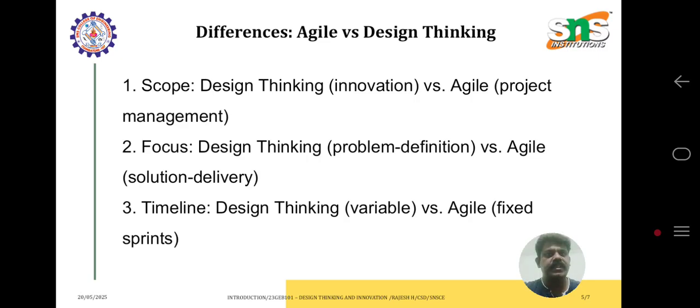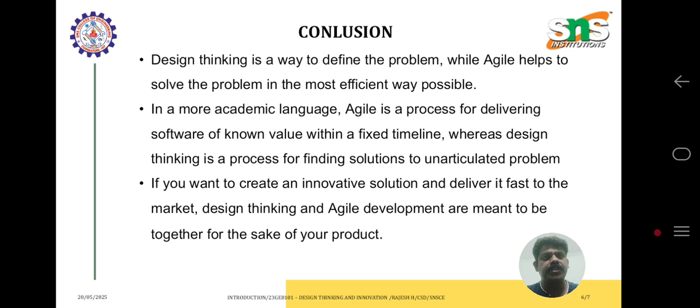So the difference between agile and design thinking: one is scope. Design thinking is an innovative approach and agile is a project management approach. In design thinking, the focus is on the problem definition, and in agile, it is completely solution delivery. On timeline, design thinking is variable. It depends on the problem, but in agile, it is fixed sprints. There is a specific time duration to complete the project. So in conclusion, design thinking is a way to define the problem, while agile helps to solve the problem in the most efficient way possible.